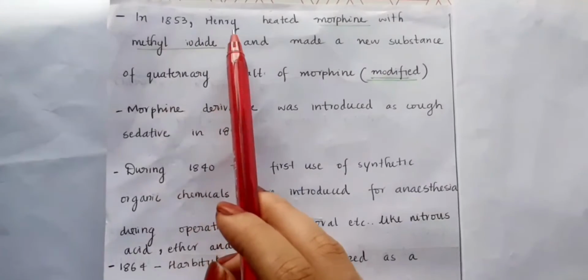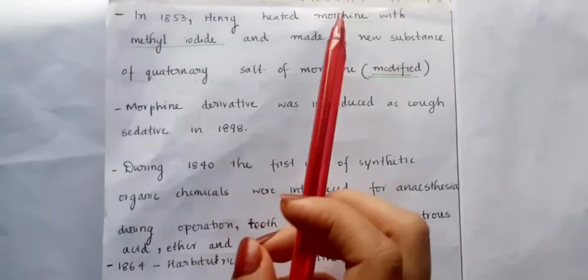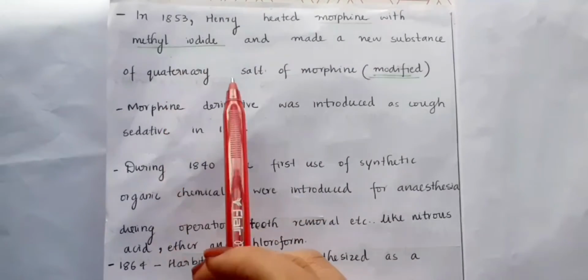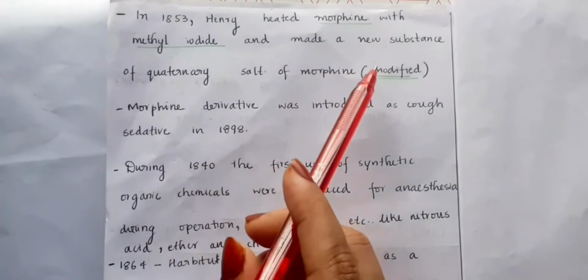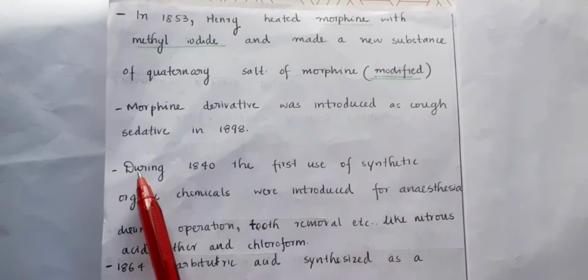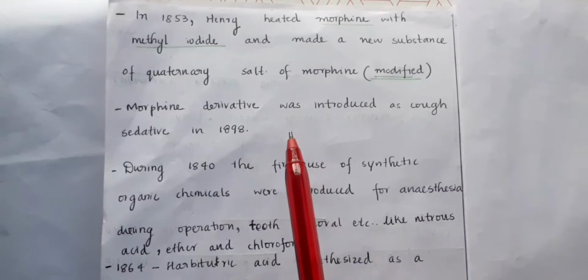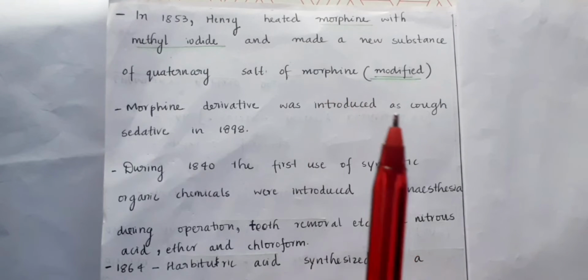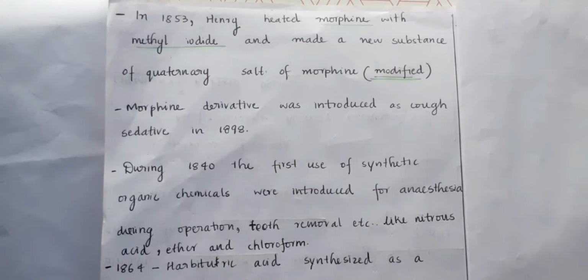In 1853, Henry heated morphine with methyl iodide and made a new substance, a quaternary salt of morphine. It is a modified one. A morphine derivative was introduced as a cough sedative in 1898. Sedatives are nothing but drugs used to induce sleep.